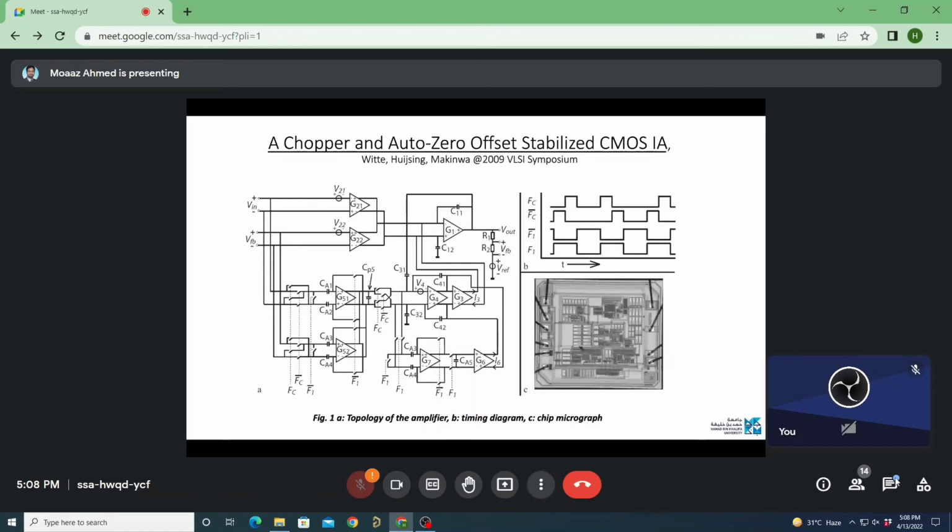The combination of auto-zeroing and chopping will give us a lower flicker corner and a lower noise floor. Of course, we will have a chopping ripple, which will be taken care of by using a low-pass filter or an integrator. Another loop can be added to cancel the ripple. That's called a ripple reduction loop.